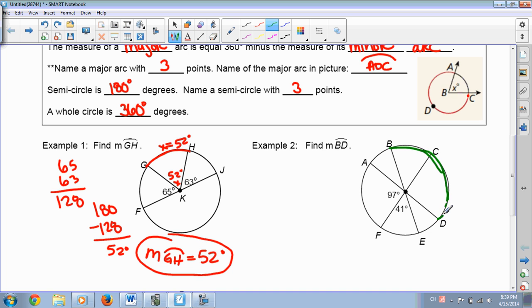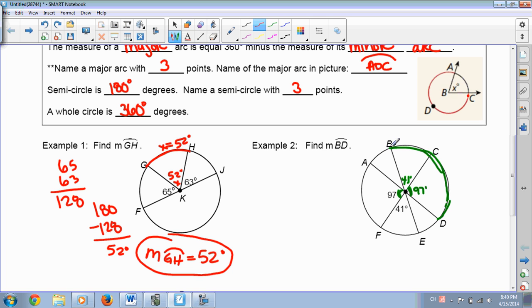Okay, so what do we know about this circle? Well, we know that this central angle here is 97. And also this central angle here is vertical to this angle here. We know that vertical angles are always congruent, so these two angles have to be 97. Now remember, we're looking for the central angle of B to D. So this angle plus this angle here will give us what this arc has to be. Well, if this angle is 41, then this central angle also has to be 41.